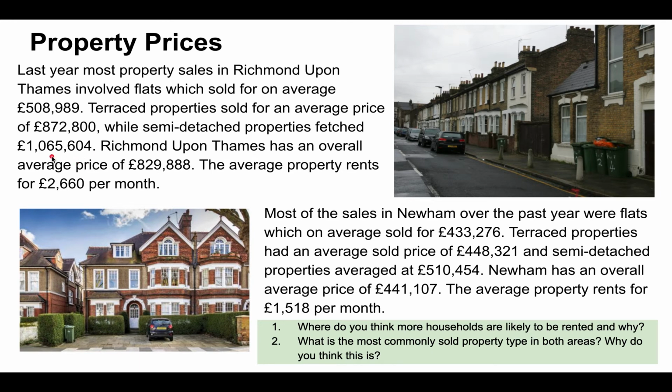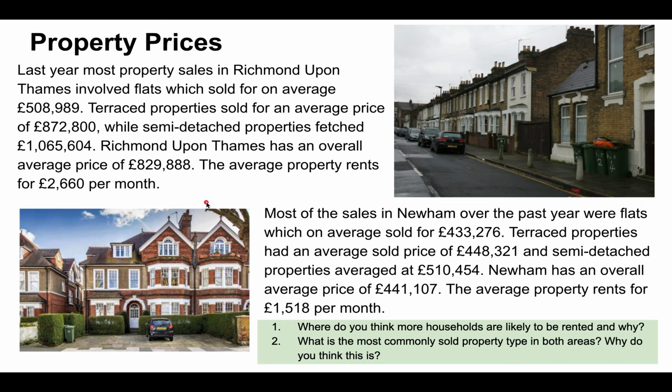So Richmond upon Thames has an overall average price of £829,000. And the average property rent to live in Richmond is over £2,000 per month. Now, it might be that if you were renting in Richmond, you would share with family or with friends, and so the cost of that is going to come down. Maybe that's not one person paying for it. But even so, this is a very, very high cost of living, particularly if you want to buy a house that is detached or semi-detached.